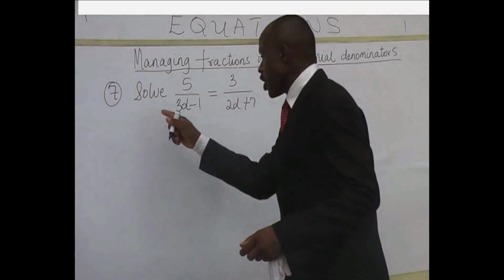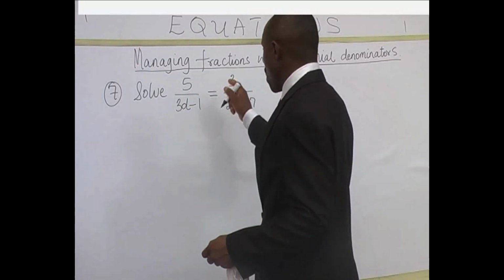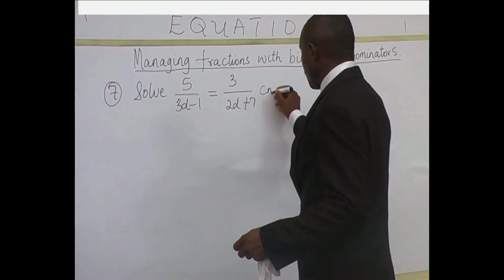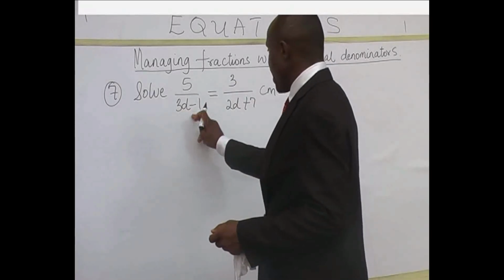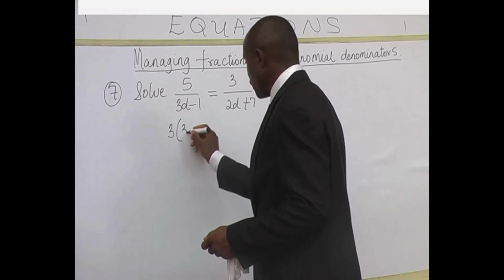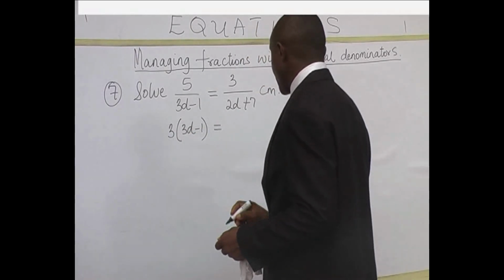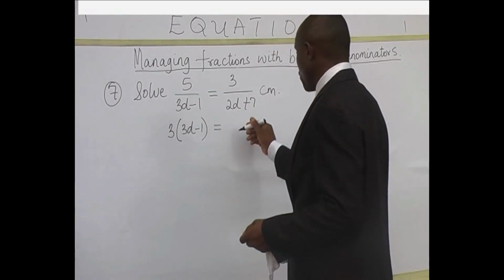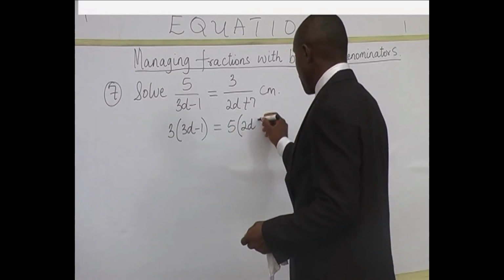We are asked to solve 5 all over 3d minus 1 is equal to 3 all over 2d plus 7. Cross multiply. 3 times 3d minus 1 will give you 3 into 3d minus 1. Bring down the sign of equality. 5 times 2d plus 7 will give you 5 into 2d plus 7.